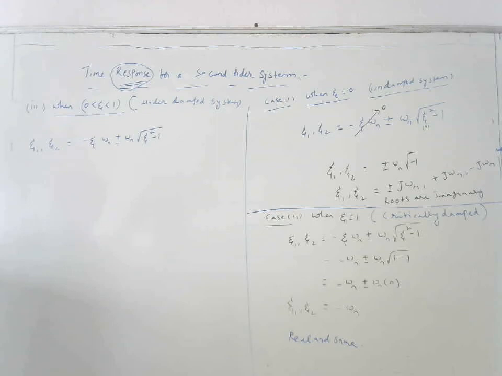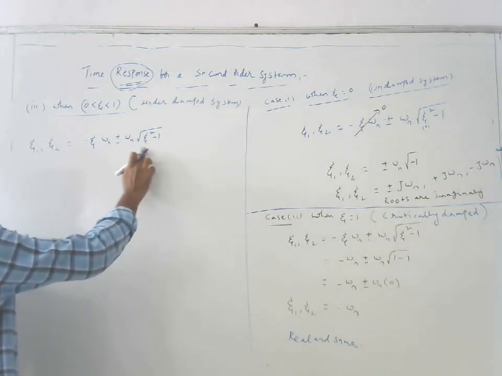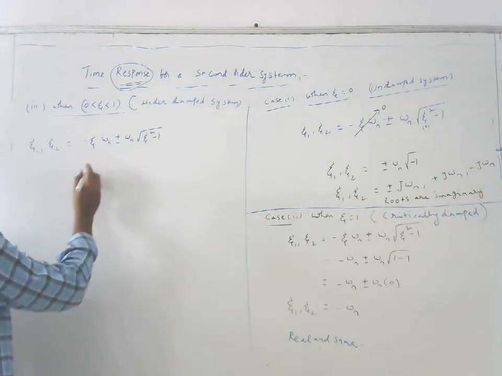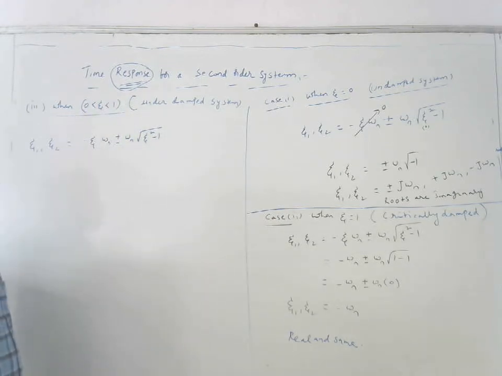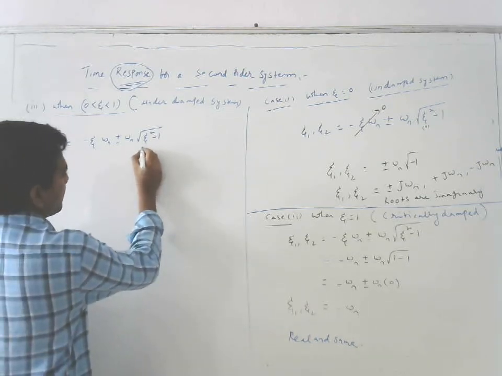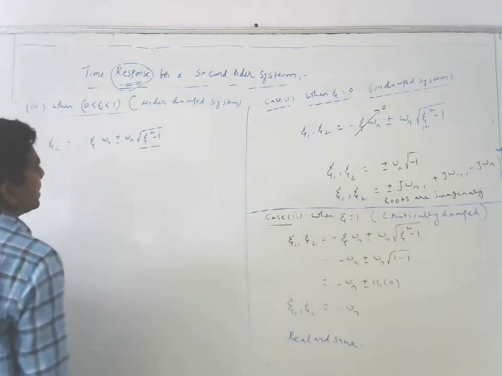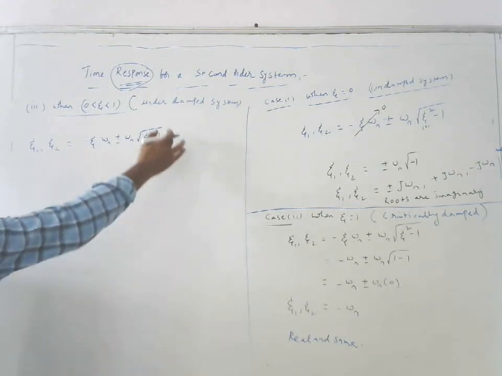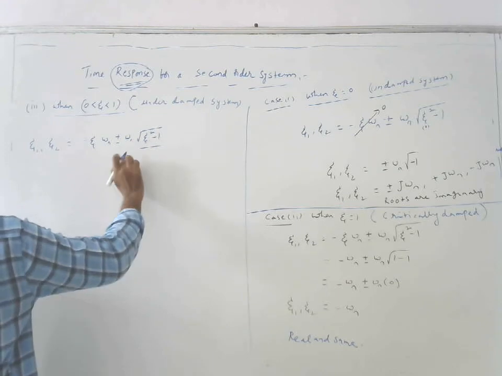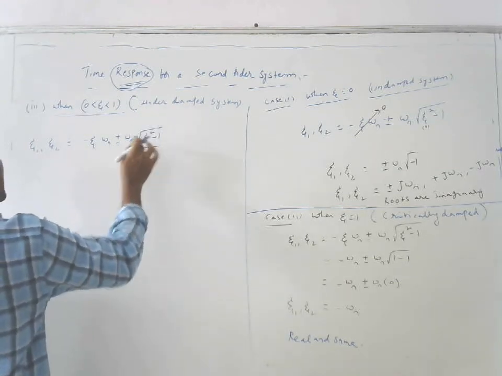If the value of zeta is in between 0 and 1, what will happen? Zeta square minus 1 will be a negative value only, because zeta is in between 0 and 1. If I take 0.1, 0.2, 0.3, 0.4, any value, this must be a negative value only. Negative means here we are getting a j value.